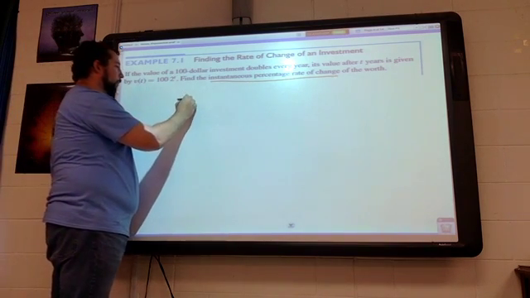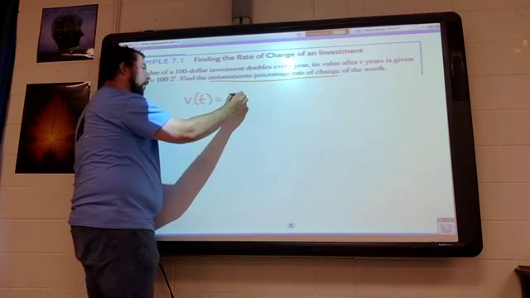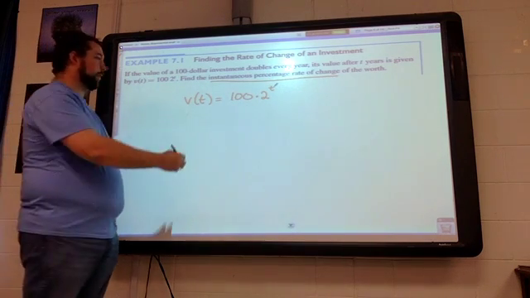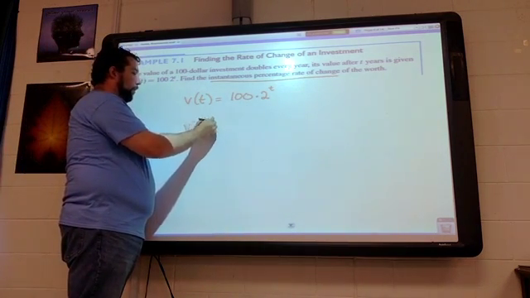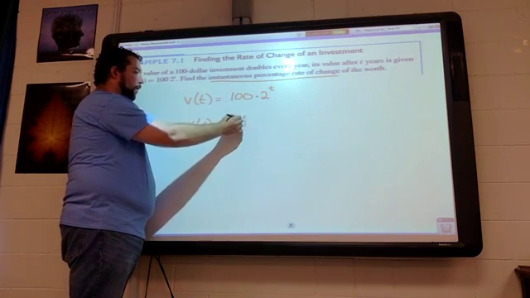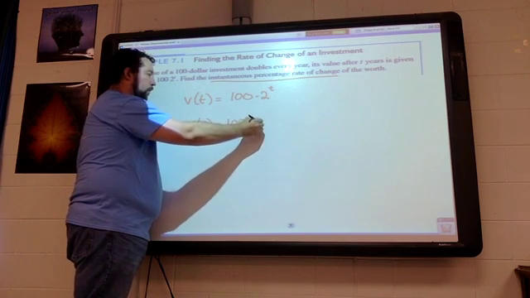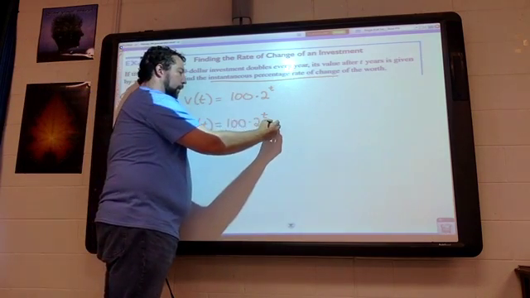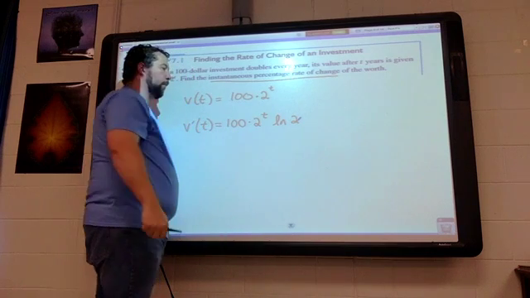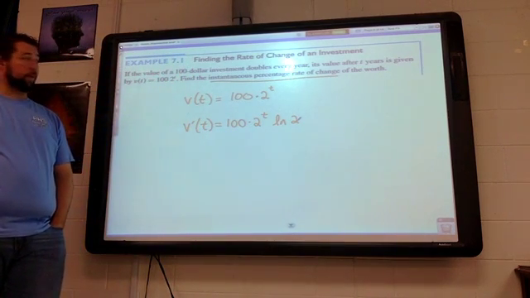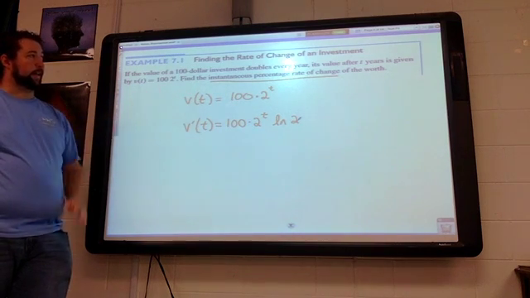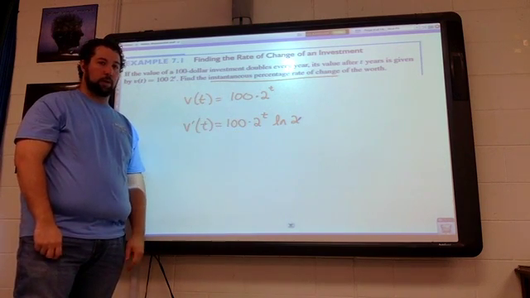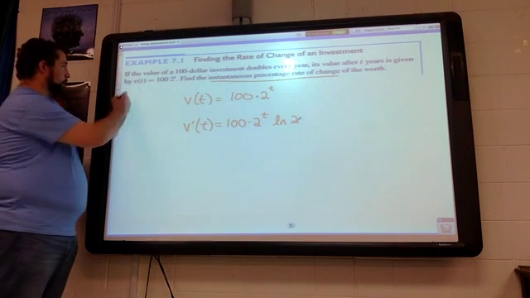So if V of t is equal to 100 times 2 to the t power, we're going to take the derivative. That's pretty simple. V prime of t. There's a coefficient there, so I'll leave the coefficient, 100. I rewrite the exponential function, 2 to the t power. And the only thing I have to do after that is look at the base and write the natural log of that base. That's it. The derivative of the value function, or the instantaneous percentage rate of change, is 100 times 2 to the t power times the natural log of 2. Couldn't be much more simple.